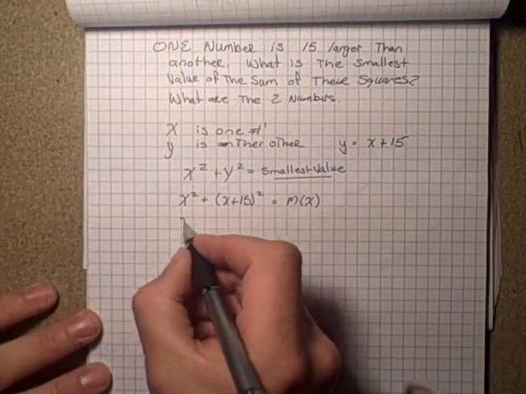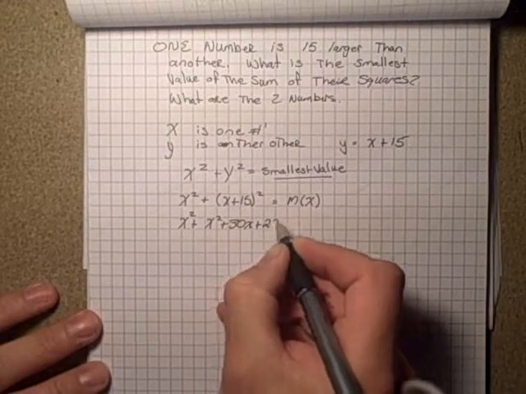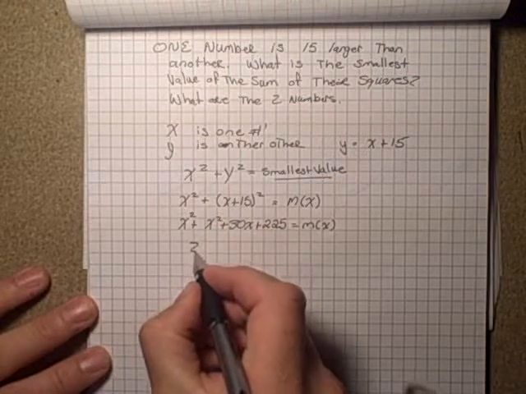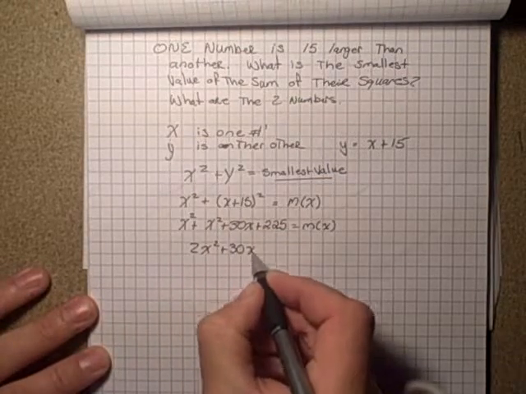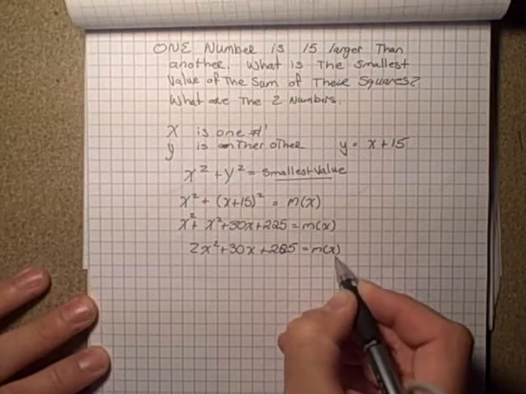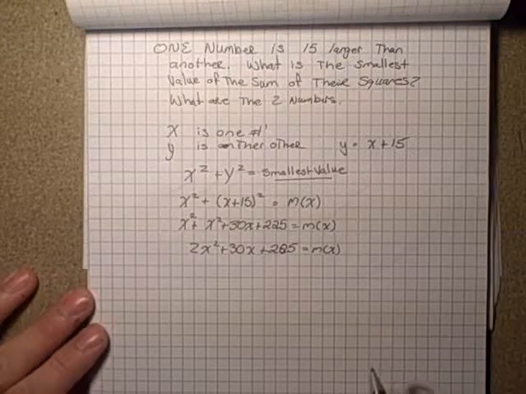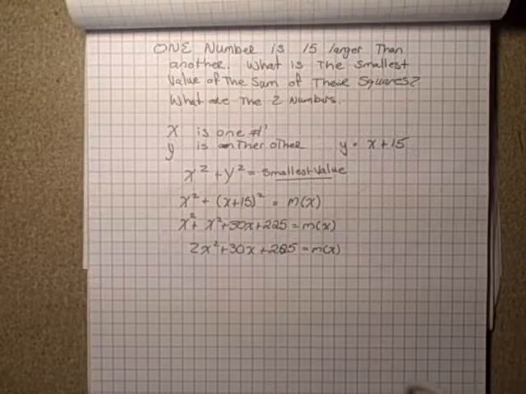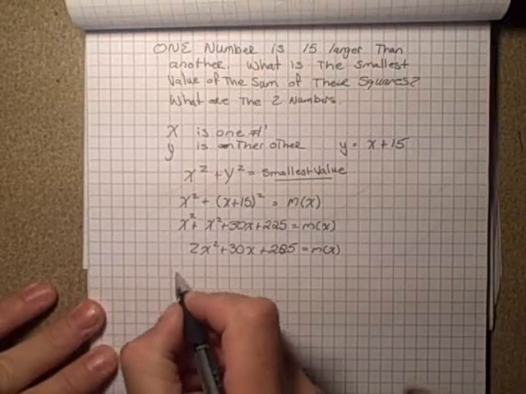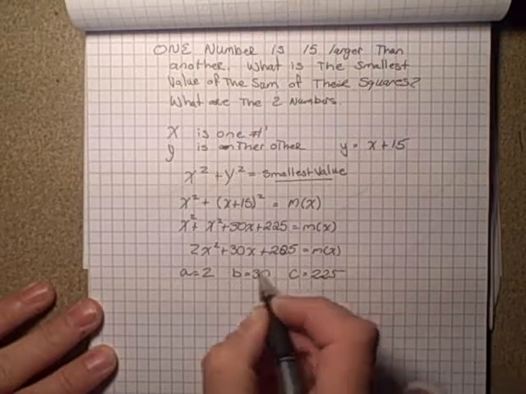So if I work this out, I get x squared plus x squared plus 30x plus 225, which is equal to this quadratic function. The actual function is 2x squared plus 30x plus 225, equal to that function of x. So we want to find the minimum value there, so we can plug into our quadratic formulas to find the x point, which gives one of the numbers, and also the minimum value, which would be our y point. So let's plug in. a is equal to 2, b is equal to 30, and c is equal to 225. They're all positive numbers there.